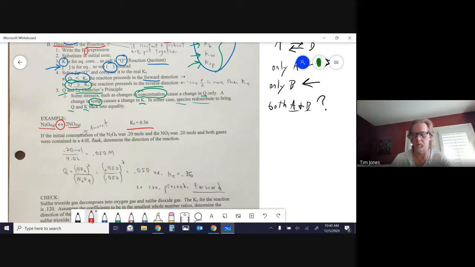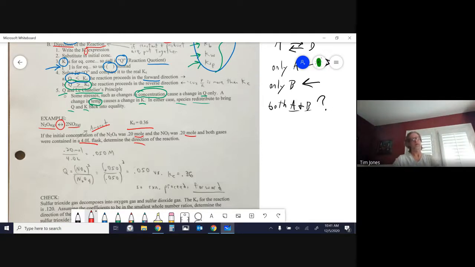Now, first of all, I have to point out there's a typo. It says if the initial concentration of N2O4 was 0.2 moles, moles is not a concentration. That's an amount. So please fix your notes. Anyway, it says the initial amount of N2O4 is 0.2 moles and the other chemical is 0.2 moles. They're both in a 4-liter flask. And we want to know what's the direction of the reaction.